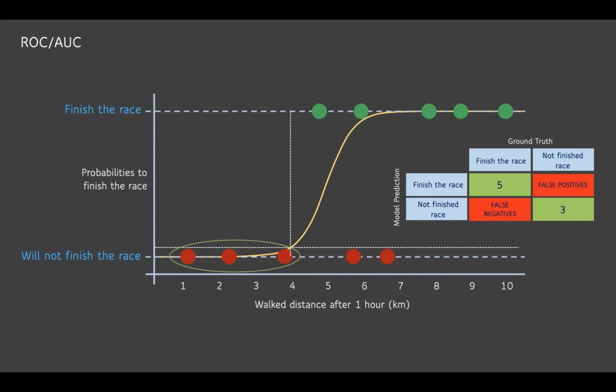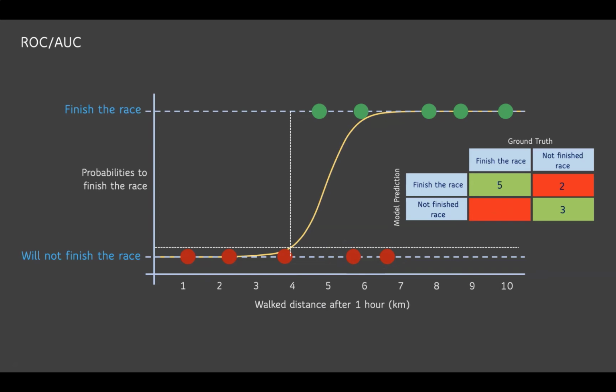How many did the model say would finish the race, when in fact they don't? If you have a look at the actuals who did not finish the race, we have 5 red data points at the bottom. 2 of them are to the right-hand side of our cutoff point. So 2 of them have been identified as going to finish the race. These are our false positives. Write this number into the confusion matrix.